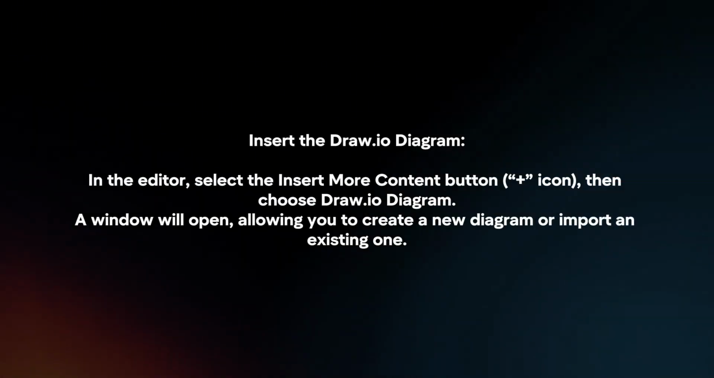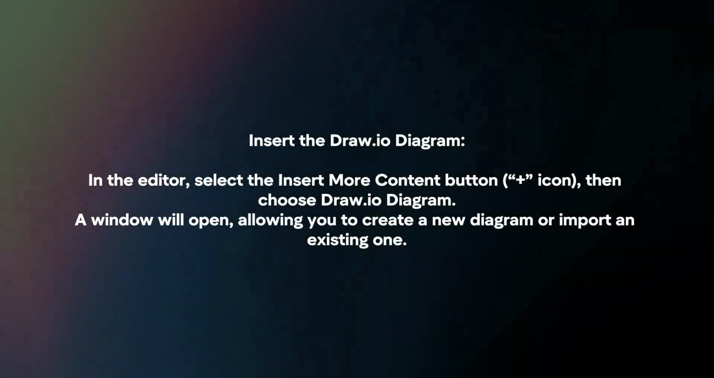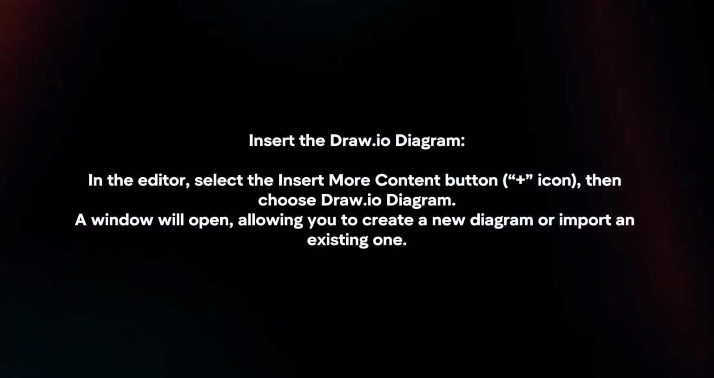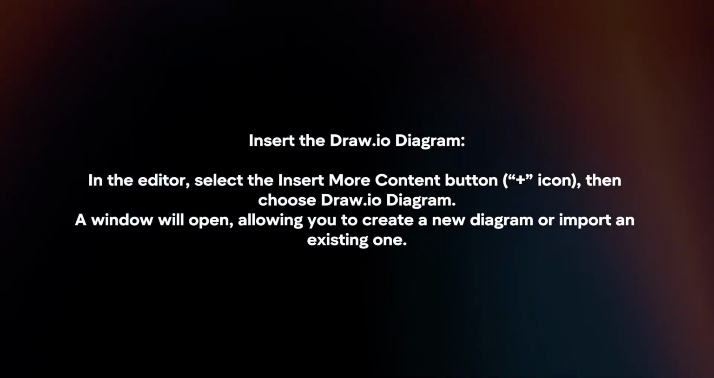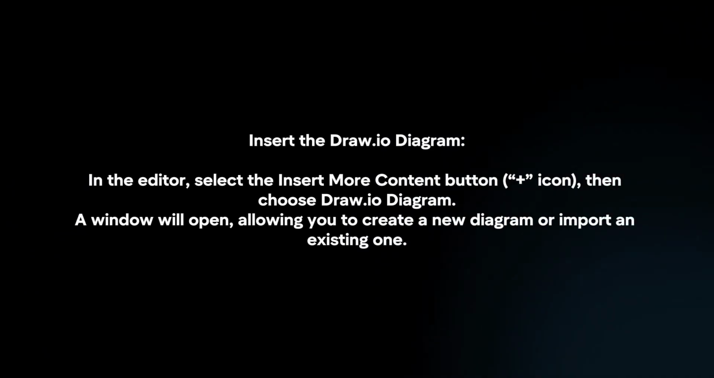Insert the Draw.io diagram. In the editor, select the Insert More Content button, then choose Draw.io diagram. A window will open, allowing you to create a new diagram or import an existing one.